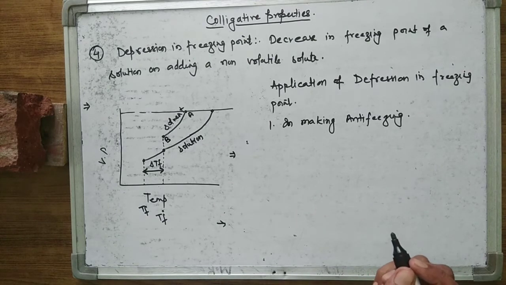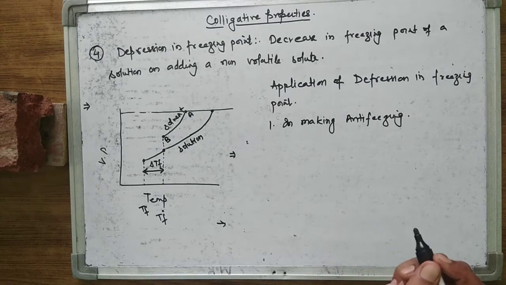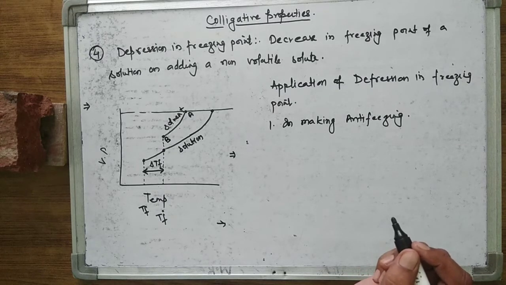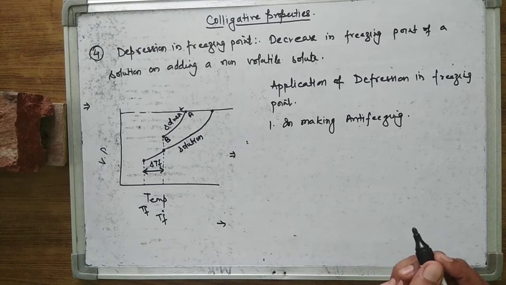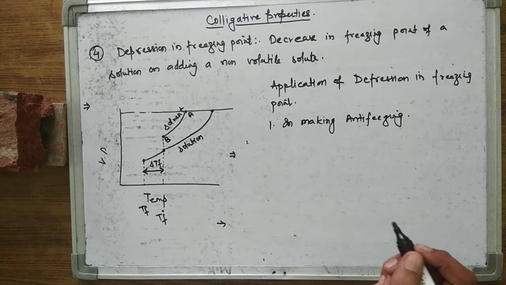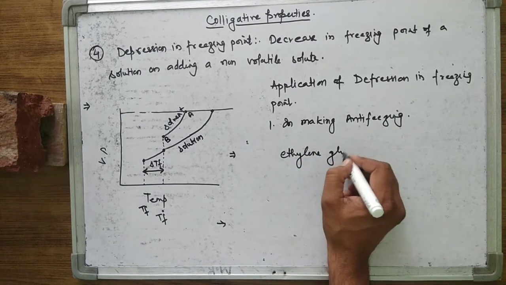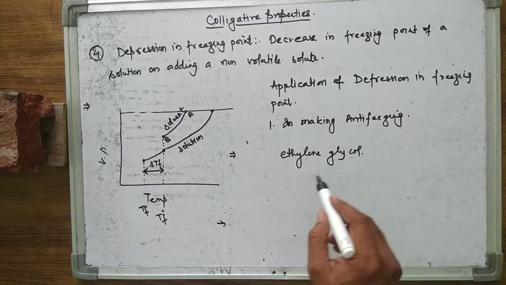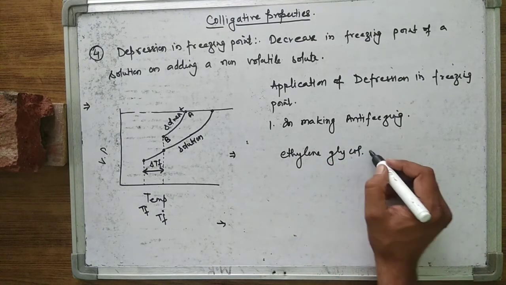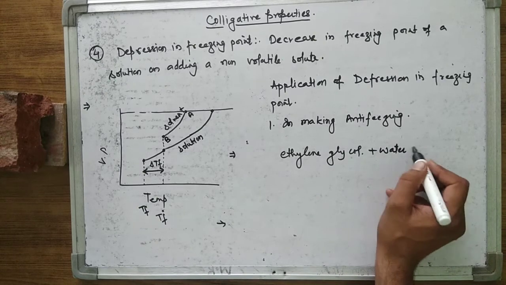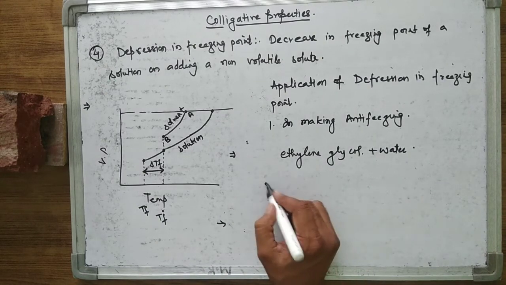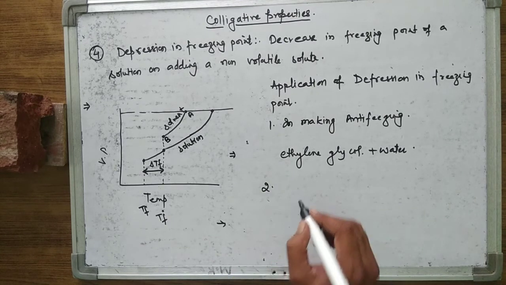Just like when we use vehicles in Jammu and Kashmir, the water present in the radiator of the car will freeze at night or daytime, and it stops the movement of the engine. So to keep the water present in the radiator of a vehicle in the liquid state, we add a small amount of ethylene glycol. Ethylene glycol acts as a depressant of the freezing point, and the water in the radiator remains in the liquid state.